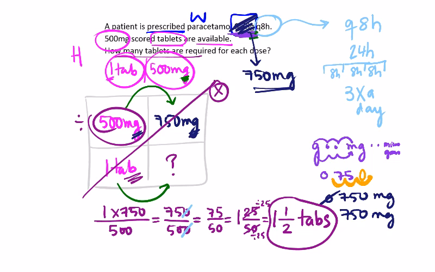Let's read the question. How many tablets are required for each dose? 1.5. So do we need to worry about those every 8 hours? No, because the question is only asking for each dose, so 1.5 tablets. If we had to give the quantity for a whole day, then we would need to give 3 lots of that quantity. But for now, because the question only asks for each dose, we say 1.5 tablets.